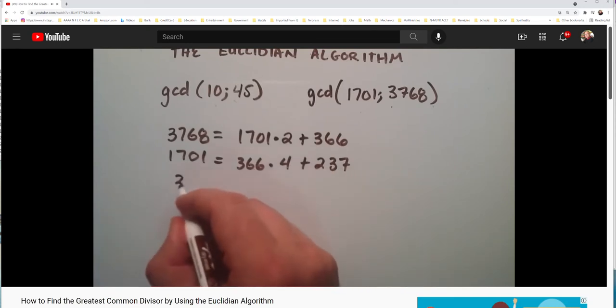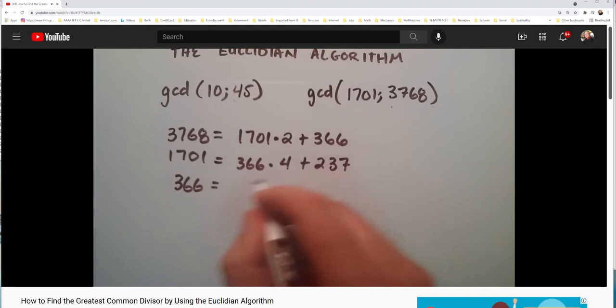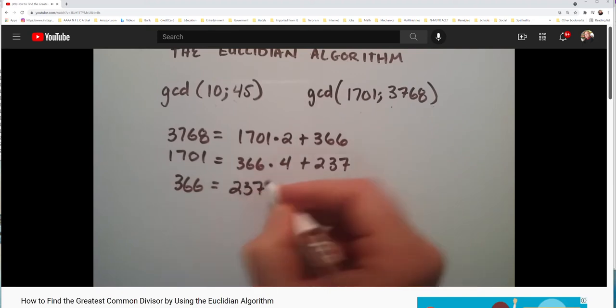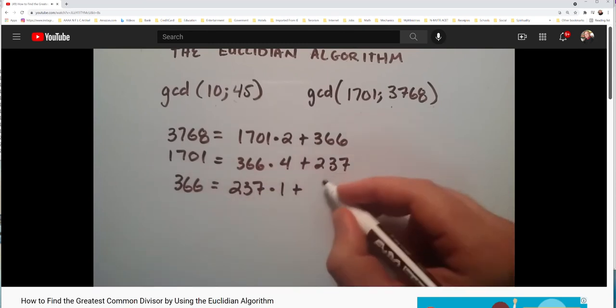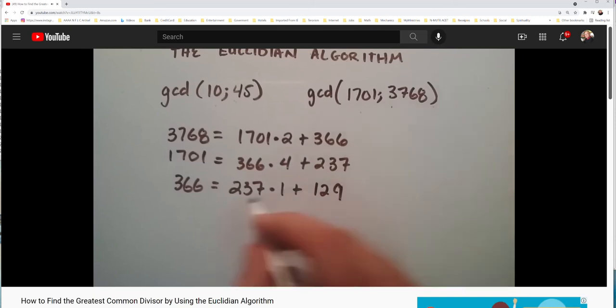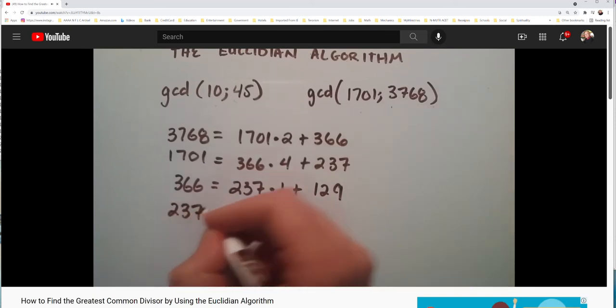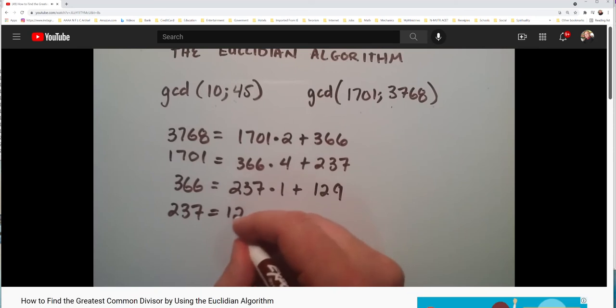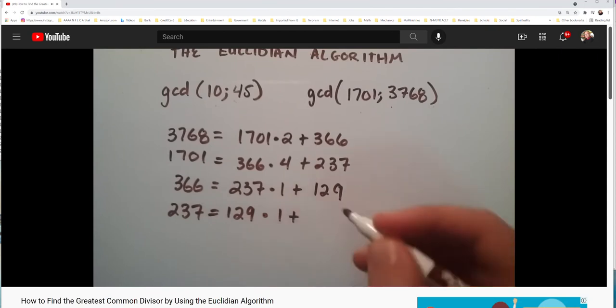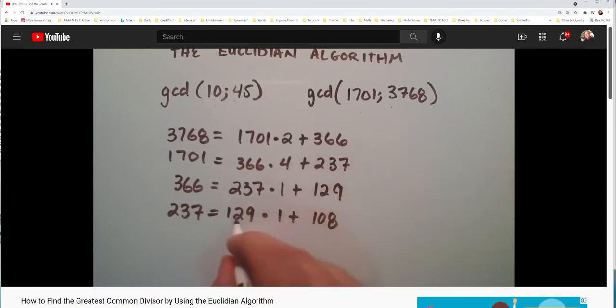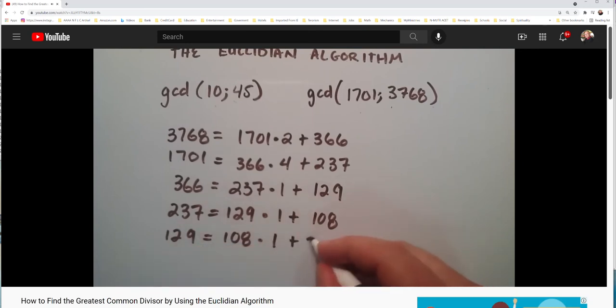Moving the 366 to the left-hand side now, 237 goes where the 366 was. So 237 goes into 366 1 time with a remainder of 129. Moving the 237 to the left-hand side now, 129 goes where the 237 was. And 129 goes into 237 1 time with a remainder of 108. Moving the 129 to the left-hand side now, and the 108 to where the 129 was. 108 goes into 129 1 time with a remainder of 21.